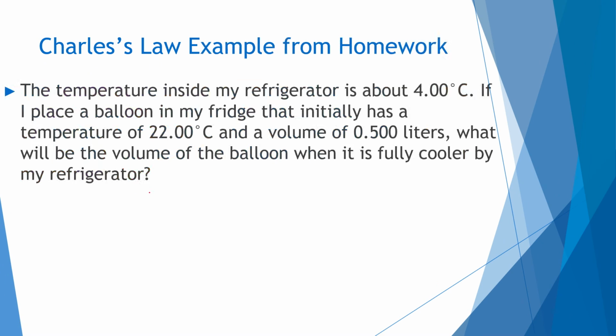We're going to look at an example of Charles' law. Again, we're going to look at the equation. Remember, our equation is V1 divided by T1 equals V2 divided by T2. Just like any problem, I always have everybody list the variables and then plug in what we know. So it says the temperature inside my refrigerator is about 4 degrees Celsius. If I place a balloon in my fridge that initially has a temperature of 22 and a volume of 0.5.